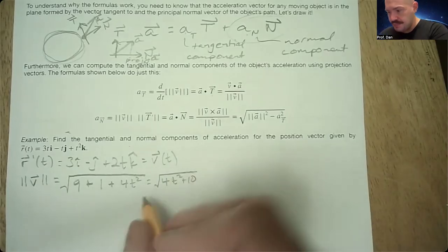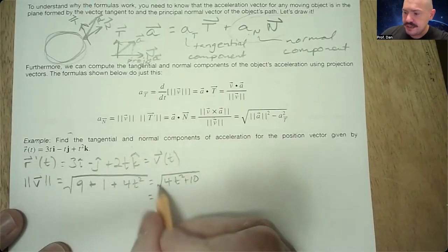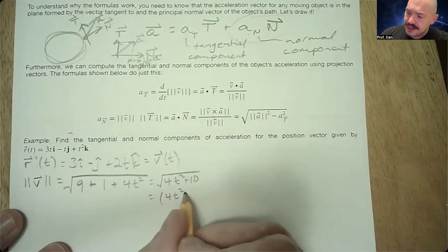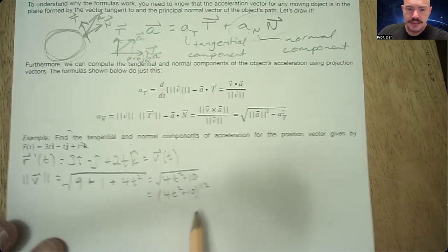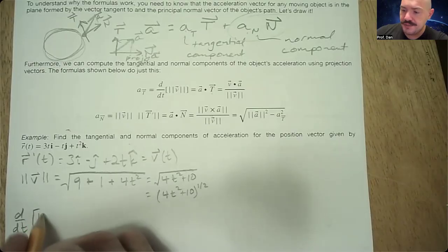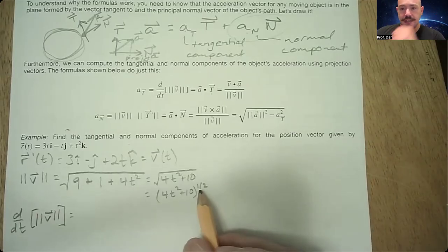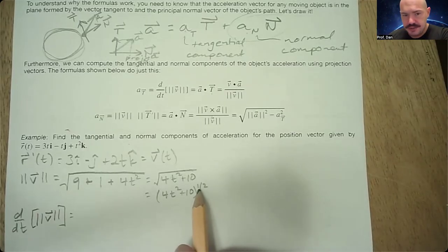Now, before I move on to finding the derivative of this, I want to remind you that when you have a bunch of stuff under a root, it's often helpful to write the root as a power, right? So that when I go to take the derivative with respect to t of this magnitude I just found, I know that I can just do chain rule.